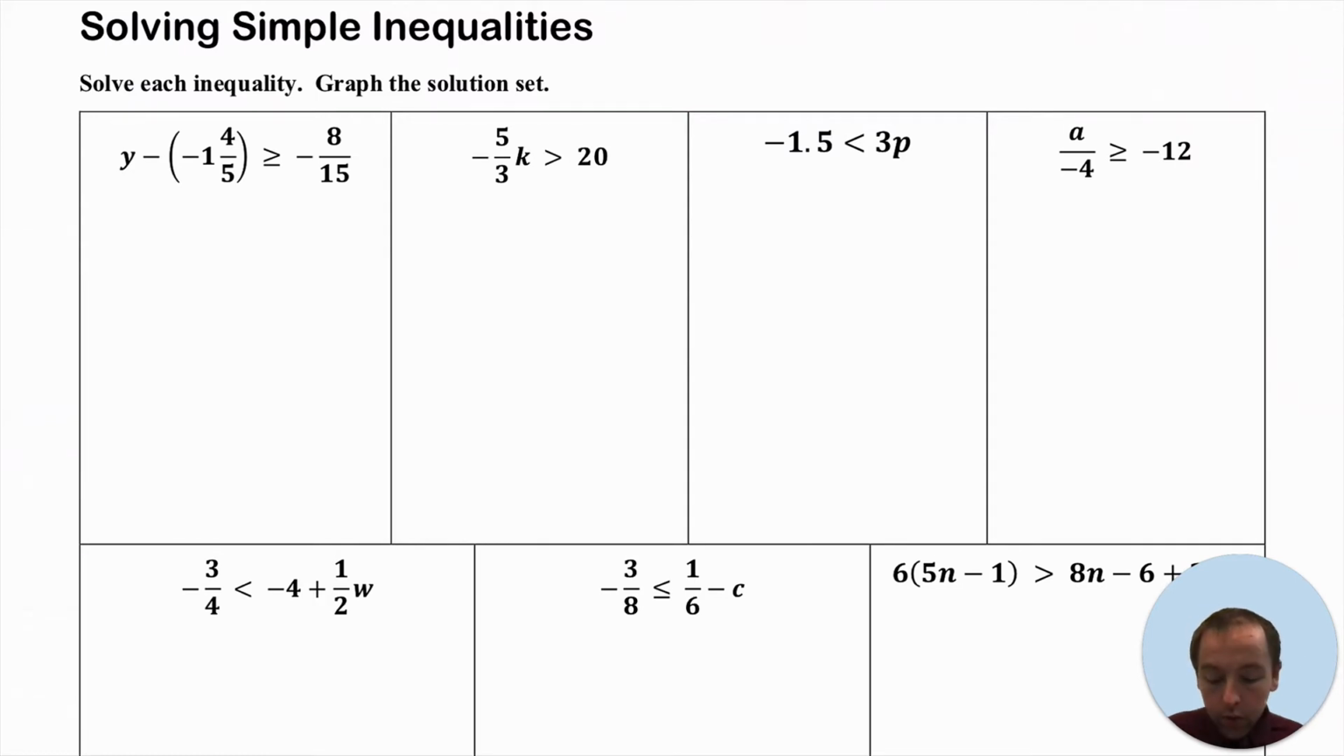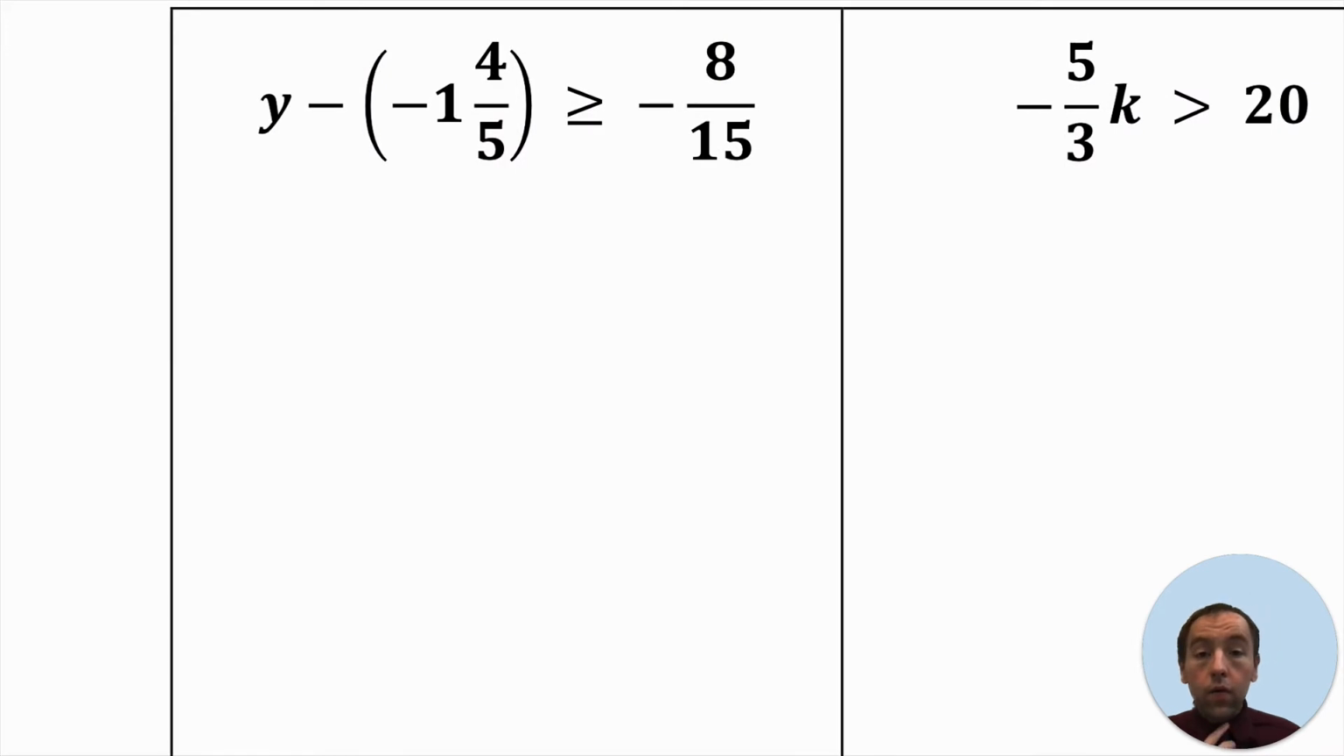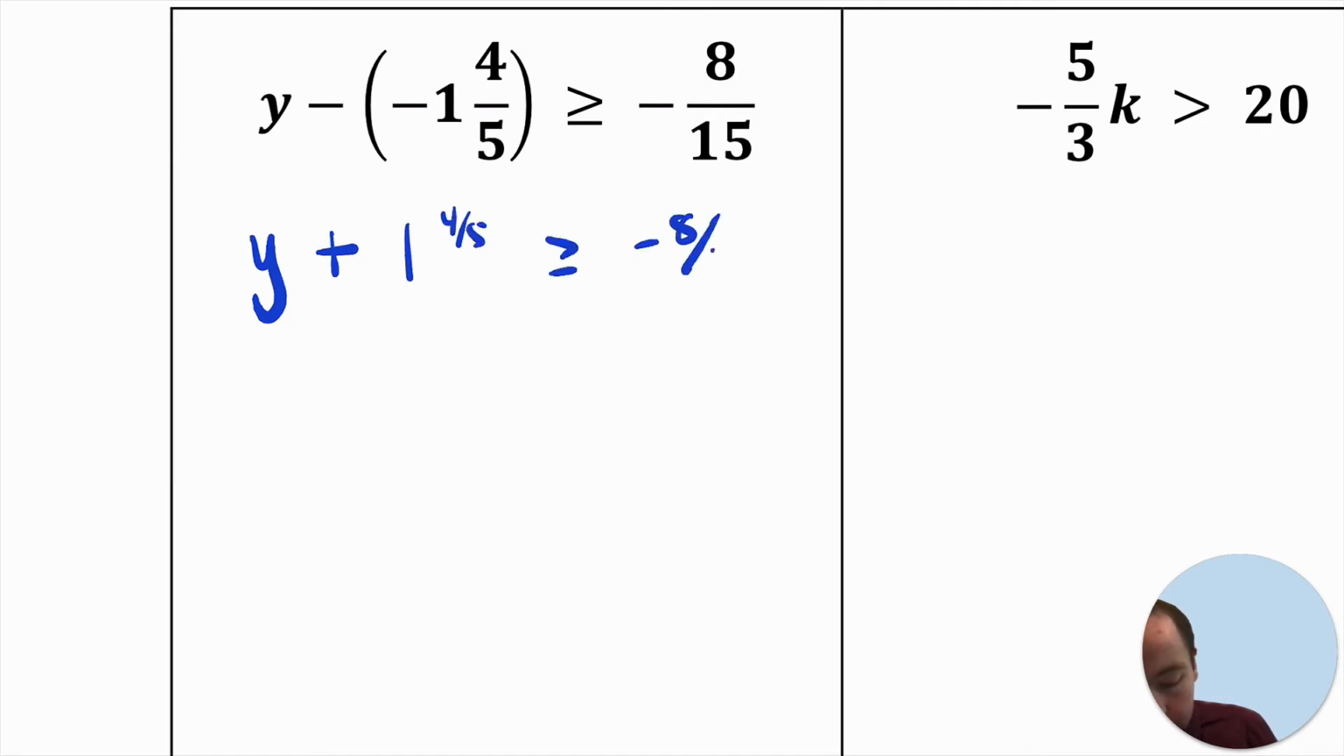All right, so as we go into the first one right here, you can see that we've got y minus negative 1 4/5 is greater than or equal to negative 8/15. To solve this, we want to isolate the y. Now you do have a subtraction of a negative, so y is adding with this. So we have y plus 1 4/5 is greater than or equal to negative 8/15.